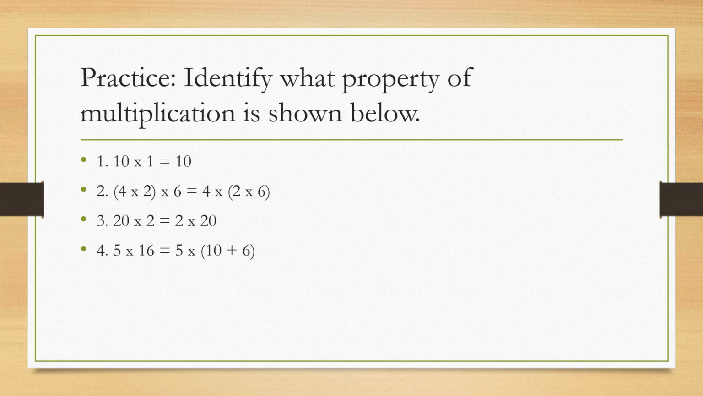Both numbers are interchanged. And this is the commutative property of multiplication, which states that the order of the factors does not affect the product. Then lastly, 5 times 16 equals 5 times (10 plus 6), with parentheses on the right side and 2 addends present, and that is the distributive property of multiplication.